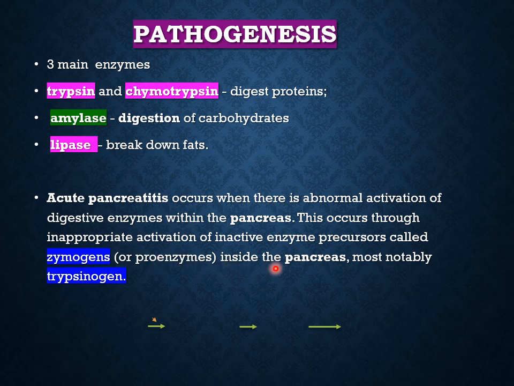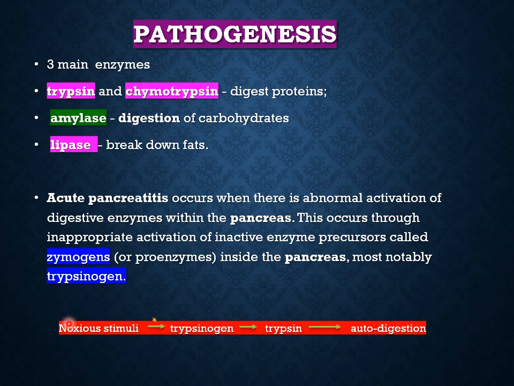Inside the pancreas, the most notable of these precursor enzymes or proenzymes is trypsinogen. Here we have noxious stimuli of various causes. They inappropriately activate the proenzymes, trypsinogen, and trypsinogen becomes active trypsin, and this results in auto-digestion of the pancreas. And that is the damage that is done in acute pancreatitis.